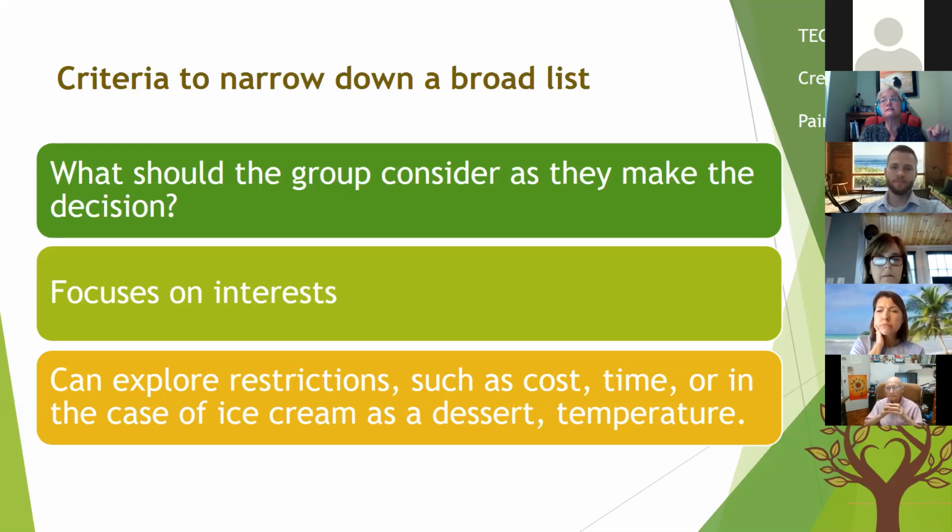But then those criteria could also explore restrictions, such as what's it going to cost? How much time would it take to make this dessert? If it's a dried apple stack cake, you know, I've made those in the past and they take hours because you've got like multiple layers. And so are we going to have somebody try to make dried apple stack cake, or do we not have time for that? Or in the case of ice cream as a dessert, what about temperature? If we're having a picnic outside in August, do we need to think about temperature and how that impacts whether we have ice cream or not? So I was hoping somebody would bring up ice cream, John, so I'm glad you did that because that was one of my examples.